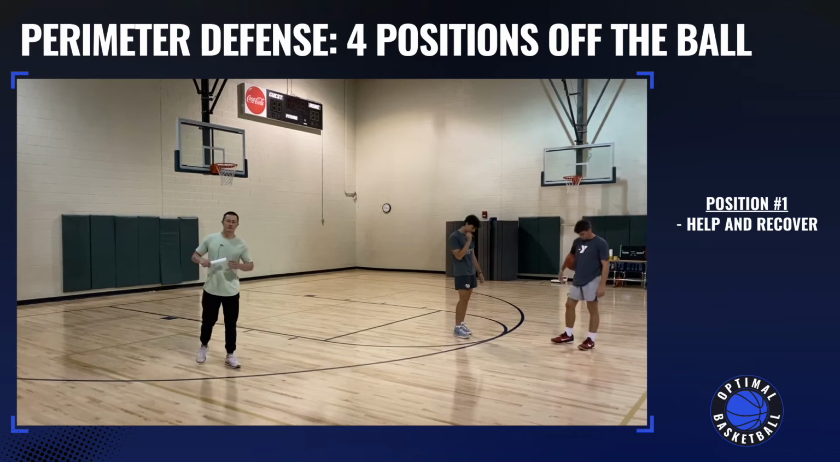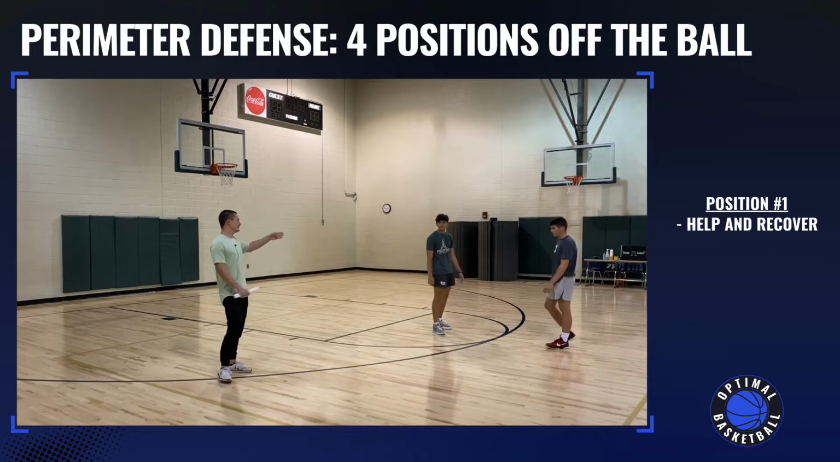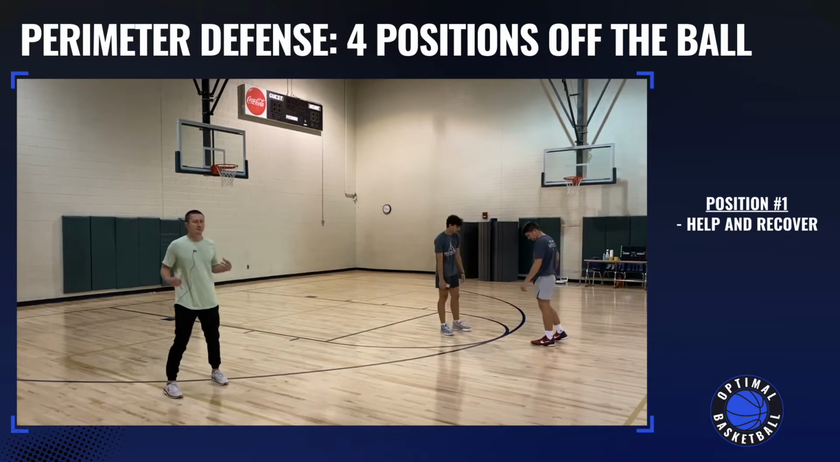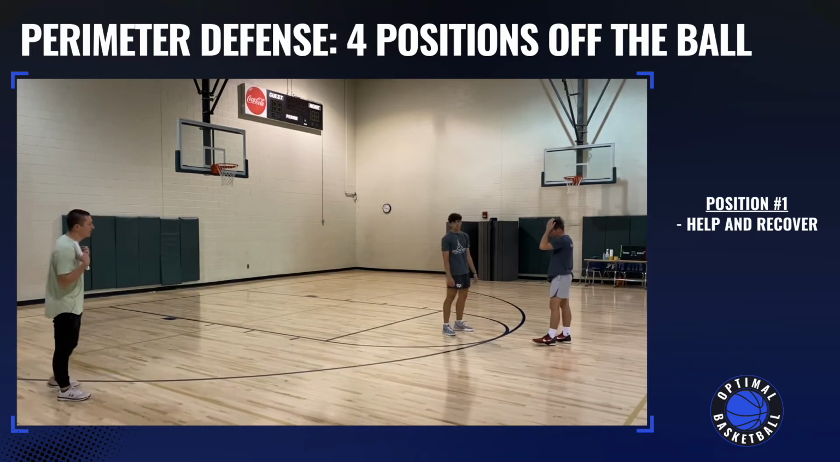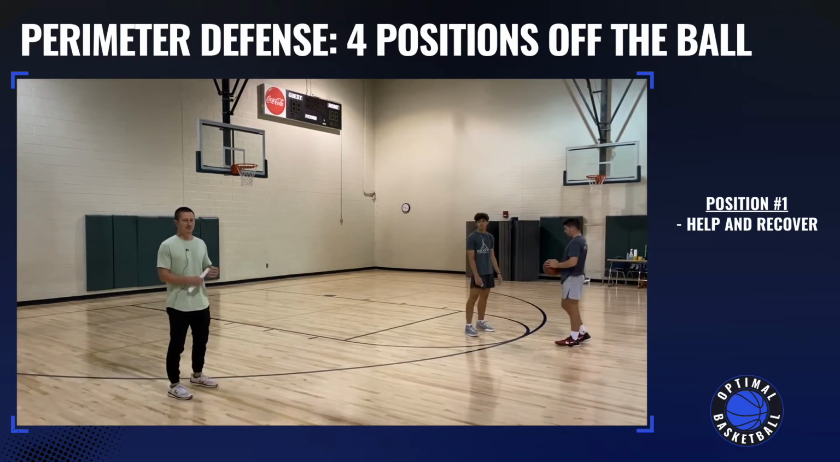All right, now we're going to go over 4 positions off of the ball. So right now we're saying Caleb is guarding Brock on defense. We're saying I am an offensive player on the wing right here. So we're going to go over a couple of help or deny positions right here.